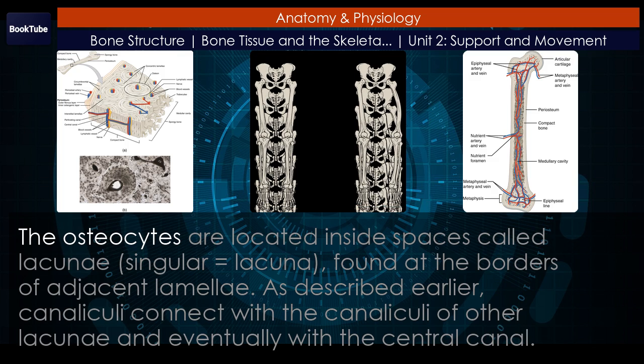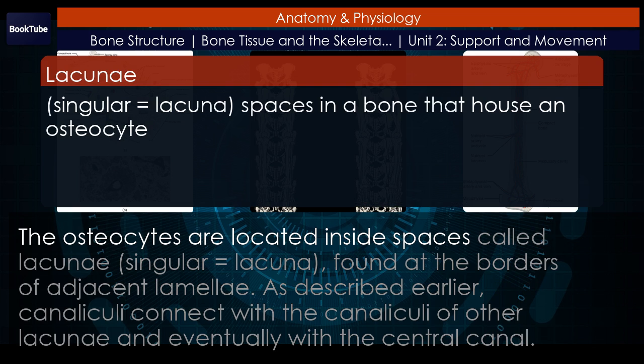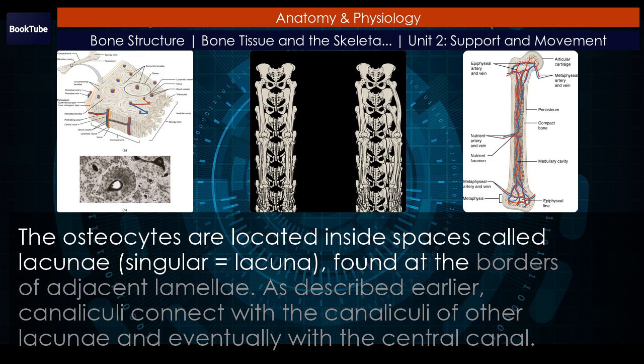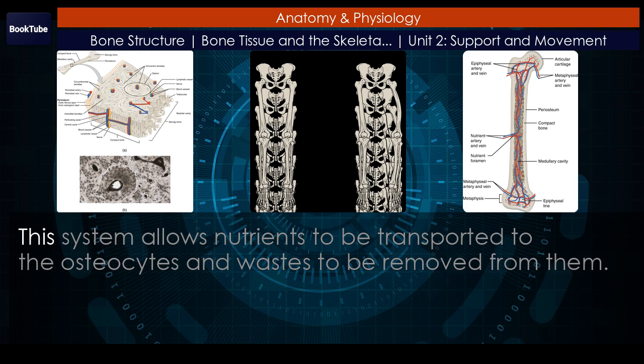The osteocytes are located inside spaces called lacunae, singular equals lacuna, found at the borders of adjacent lamellae. As described earlier, canaliculi connect with the canaliculi of other lacunae and eventually with the central canal. This system allows nutrients to be transported to the osteocytes and wastes to be removed from them.